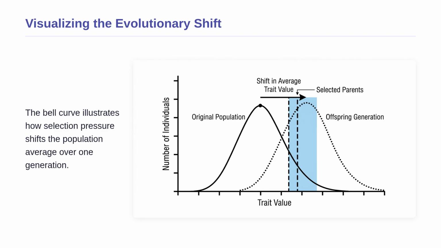Because they possess the advantageous variations, they reproduce. The dotted curve represents the offspring generation. You can clearly see the entire bell curve has shifted to the right. This horizontal shift is the evolutionary response, R, visually demonstrating how the population has adapted.